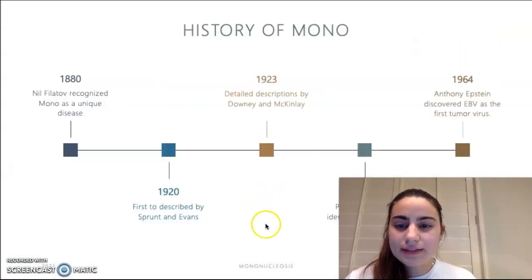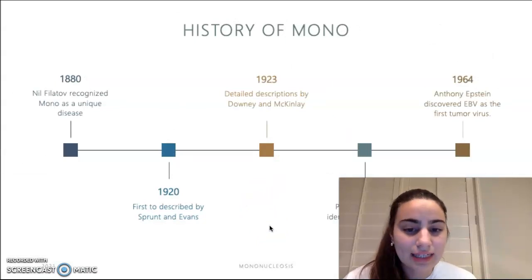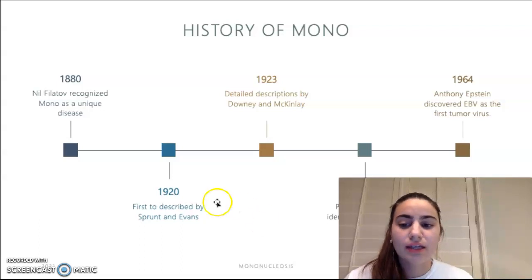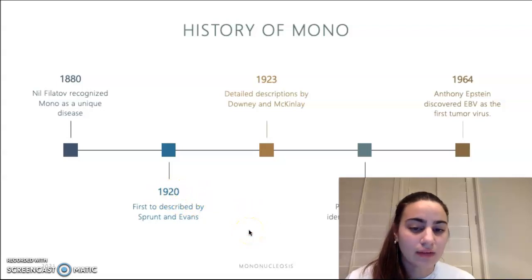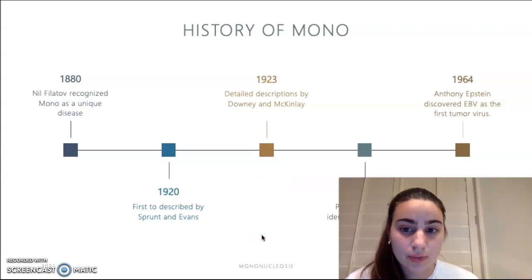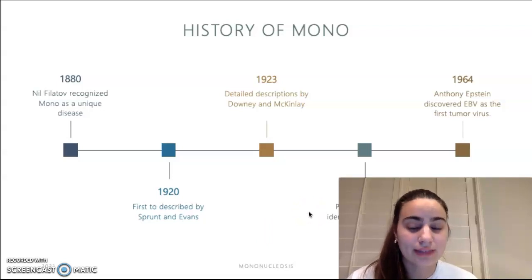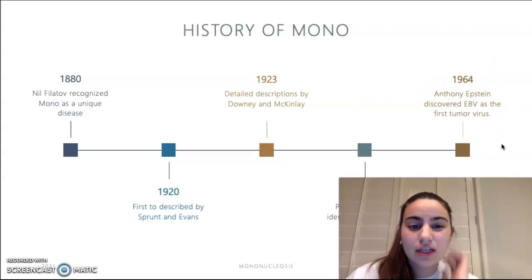Okay, next there's the history of mono. So in 1880 is when Nil Filatov recognized mono as a unique disease. And then next in 1920, Sprunt and Evans were the ones that first described mono. And then in 1923, Downey and McKinlay came up with detailed descriptions of mono. And then in 1932, Paul and Bunnell identified the heterophile antibody, which I will explain later in the presentation. And then in 1964, Anthony Epstein discovered the EBV as the first tumor virus.